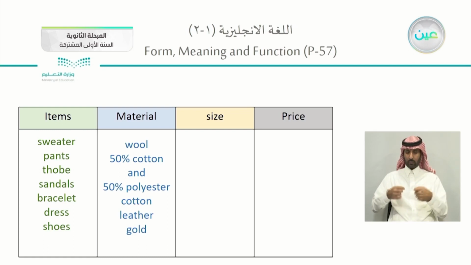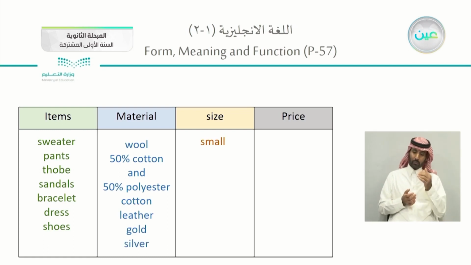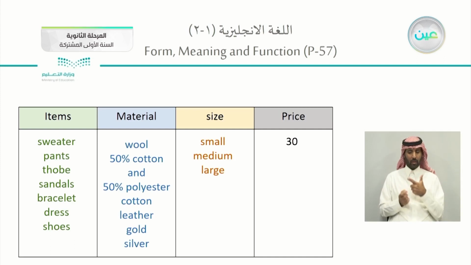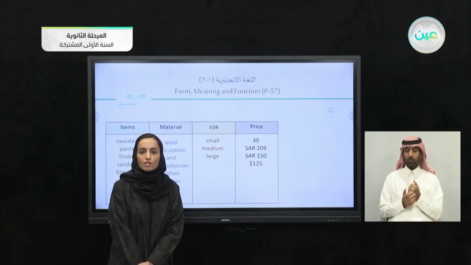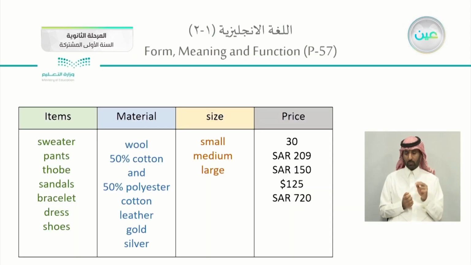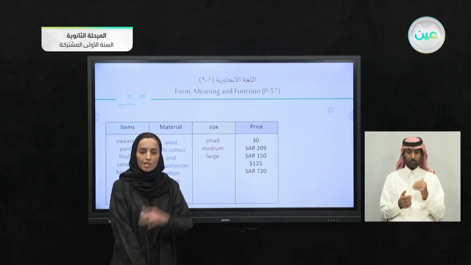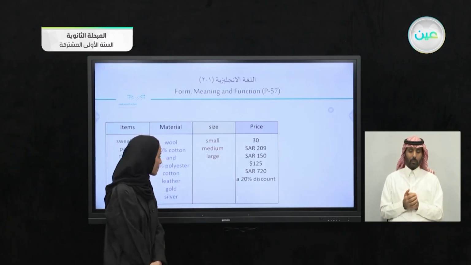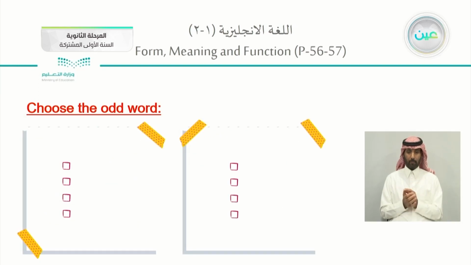How about size? Maybe you can speak about size. You can say small, it is medium, or you can think about large. How about prices? How much is it? We can say 30 to 90 Saudi riyals. I can think about 150 Saudi riyals, and I can think about $125. Whatever comes in here, 720 is the price in here. And you can even think about the idea of having a discount or a sale.